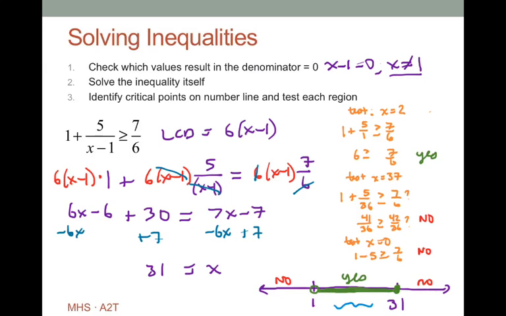Now, once again, let's think about how we fill in our regions. At x equals 1, we know that is not a solution because that's where the denominator goes to 0. So that's got to be an open circle. And then 31, since we have now a greater than or equal to sign, we know that that point is included at the end, at the boundary. So our complete region will be open circle at 1 to closed circle at 31. And that completes our lesson.